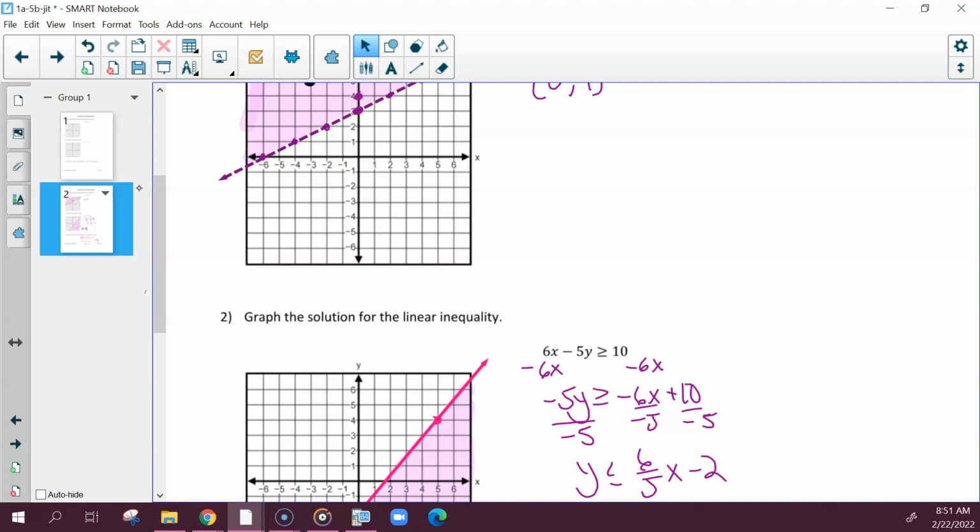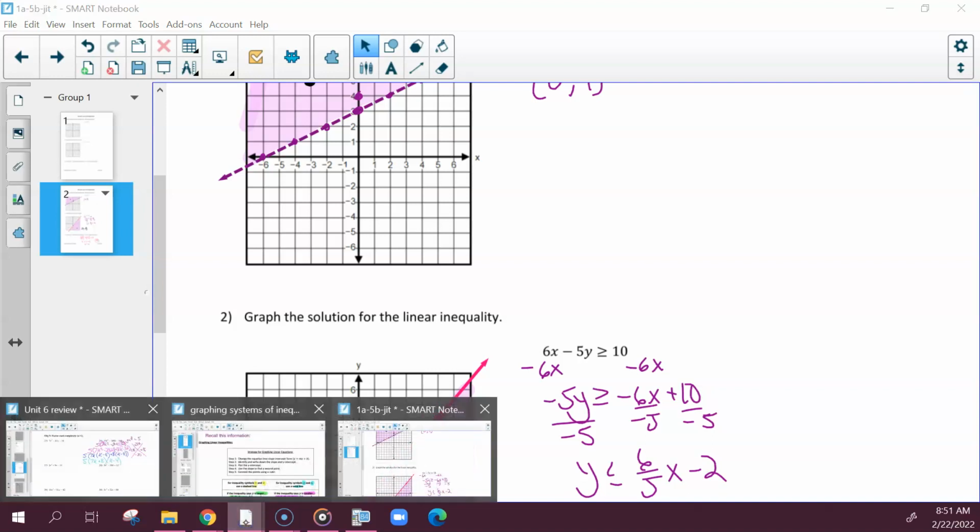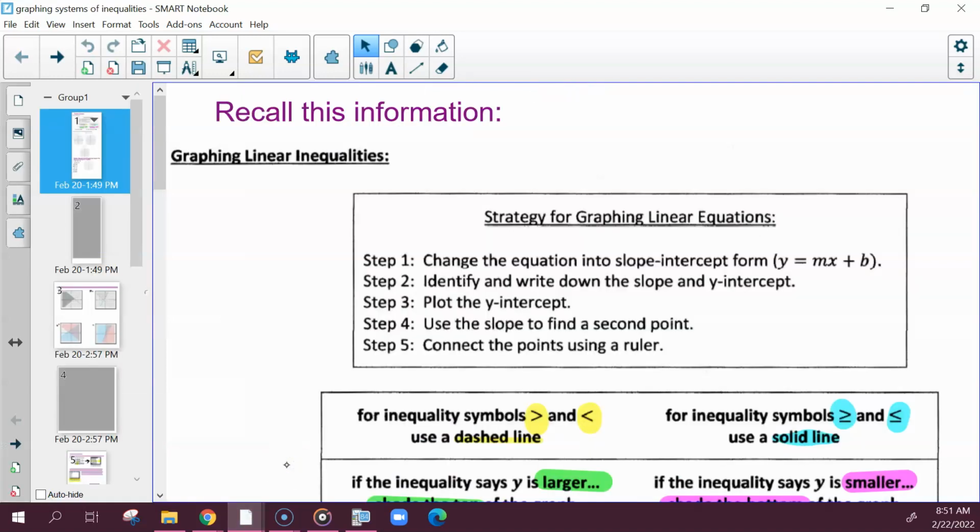Take out your system of inequalities notes that I gave you last class at the end. Does anyone need another one? It should say graphing systems of inequalities, that notebook at the top.